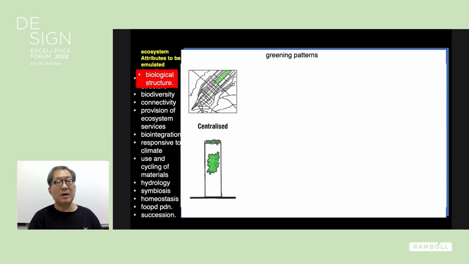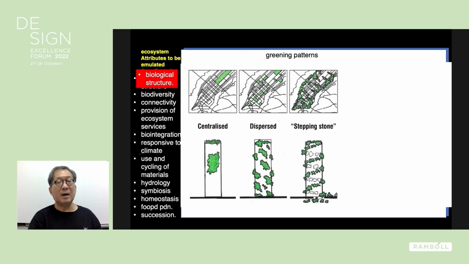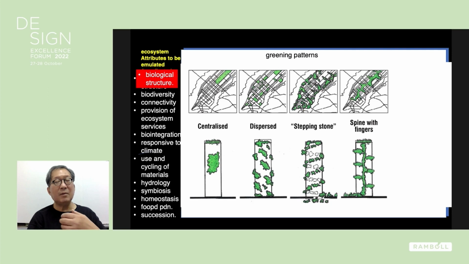You can put it in one location, as you can see here. You can have a spotty relationship, as you can see here. You can have a stepping stone relationship where the patches of greenery are not quite connected. But some species can move from one patch to the other patch, but it's not ideal. So the ideal is where it's connected and linked. That's like what I call a tree structure, where you have a stem and you have fingers sticking out.